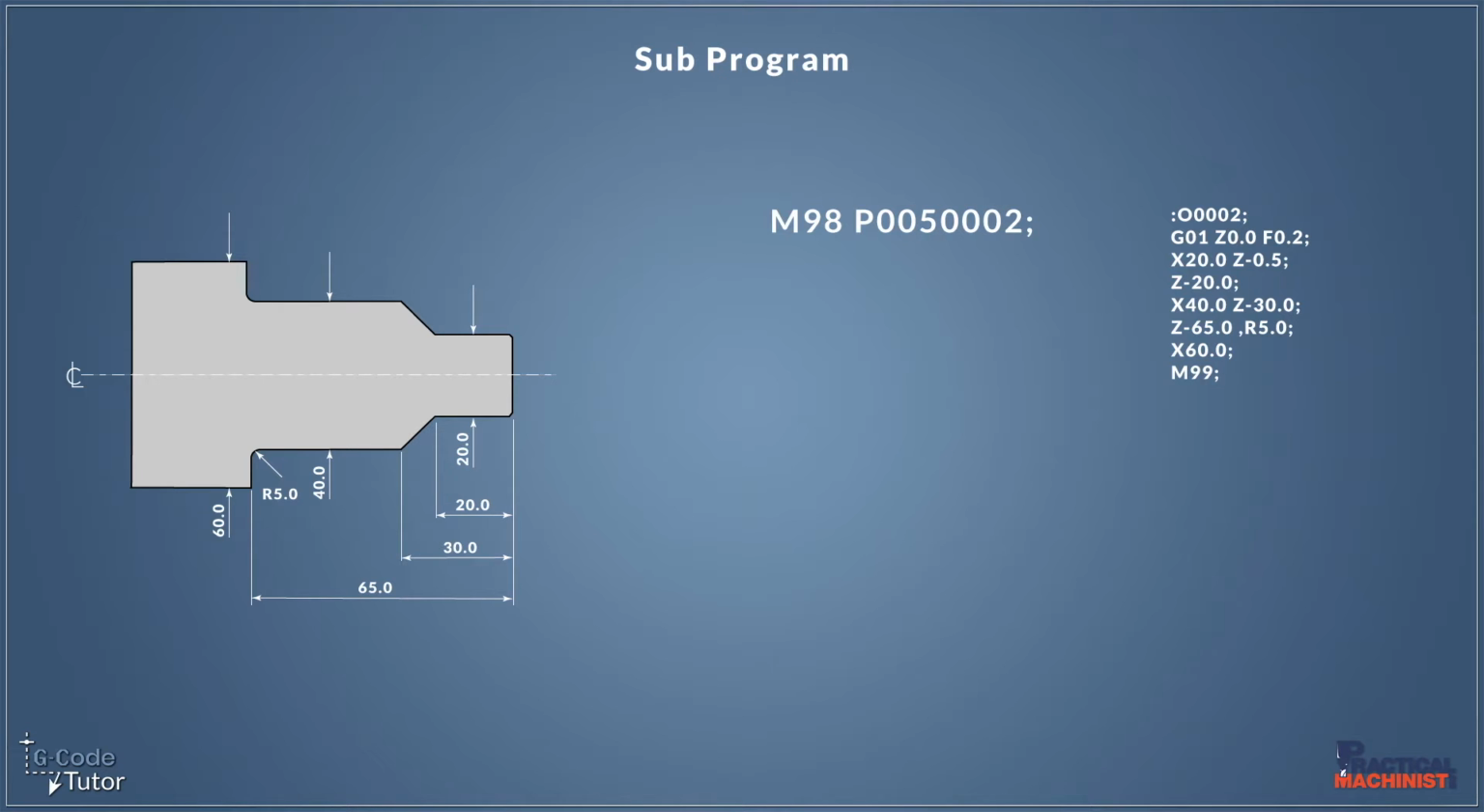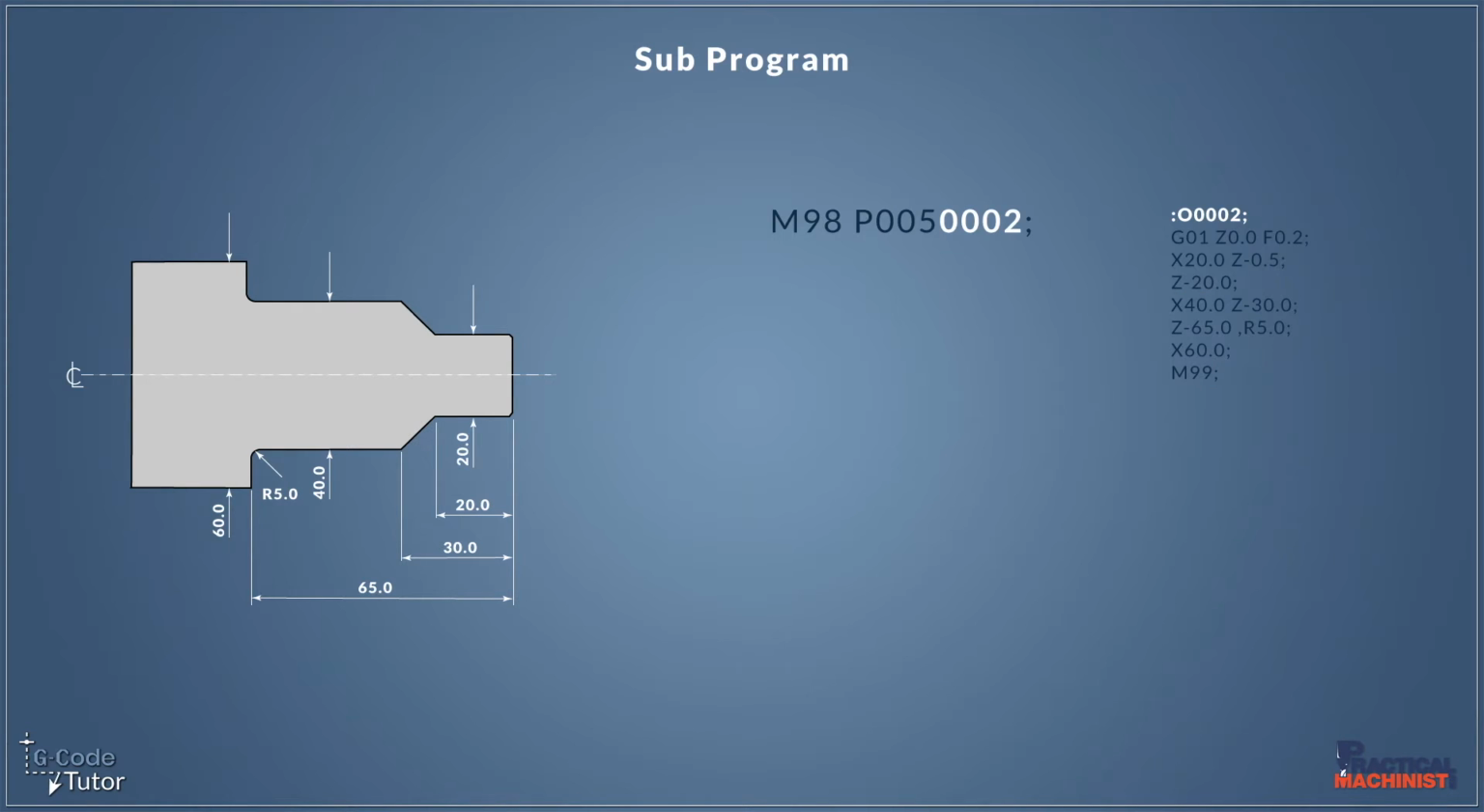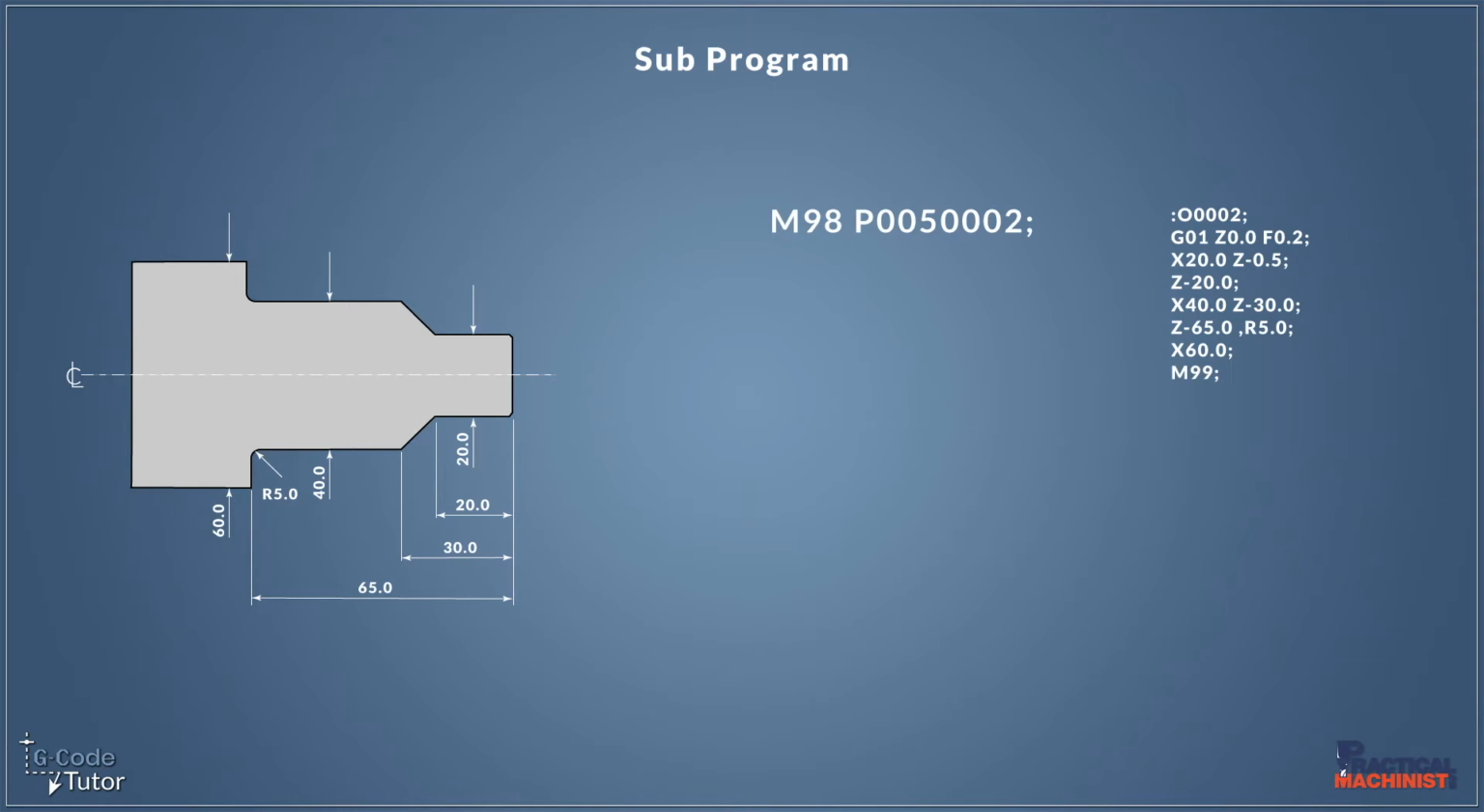And that's not the only way we may see it written. It may also be written like this. So here we have M98P0050002. So what this is, this first block of numbers here, this P005, this is our repetition, and the following digits call the program number. So instead of L5, we might see a number of repetitions added in front of the program number in this style.